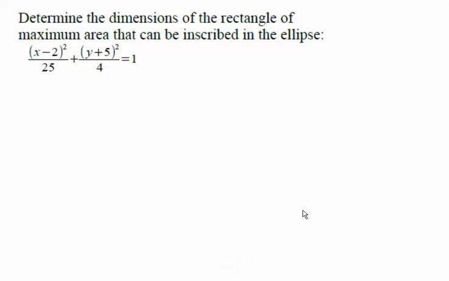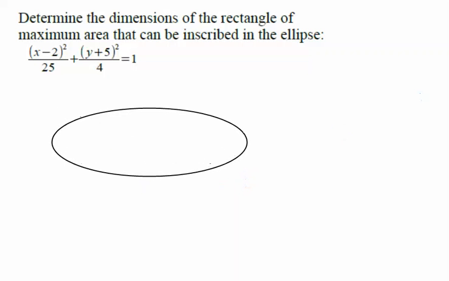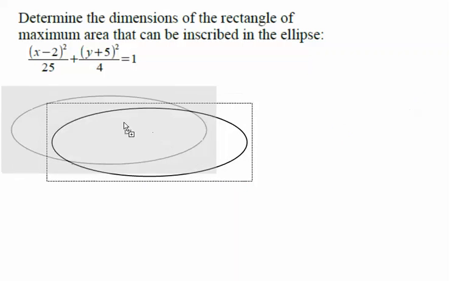The first problem details a situation with the ellipse we have the equation of on the screen. Remember, since the denominator with the x is larger than the denominator with the y, we know that this is going to be a horizontal ellipse. We can draw in the horizontal ellipse on our screen.